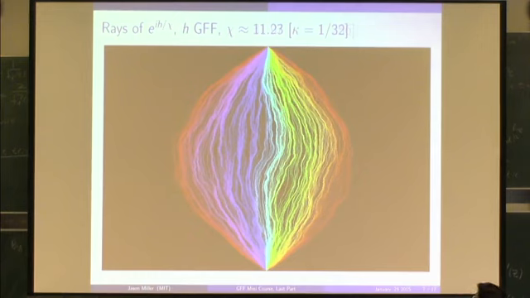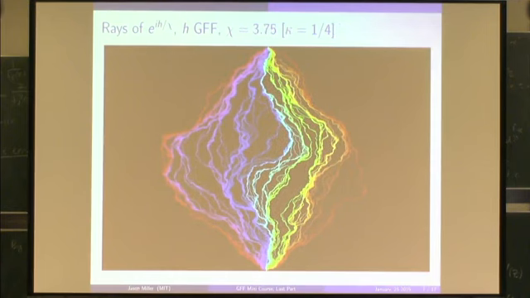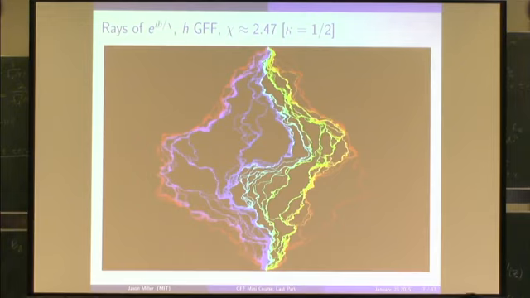So here's what it looks like when chi is about 11. And this family of curves that you see here are SLE 1 over 32 curves. Things get more and more erratic when you start to decrease chi. So this is what it looks like when chi is about 8, and these are SLE 1 over 16s. This is chi 3.75, so these are SLE 1/4 processes, etc.